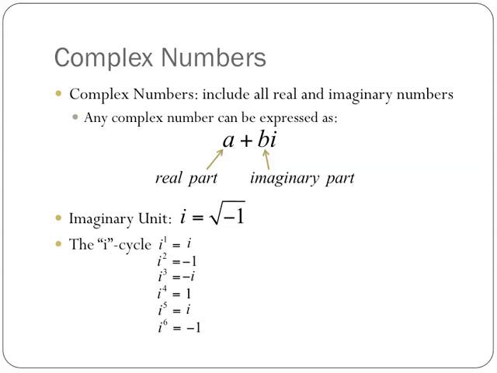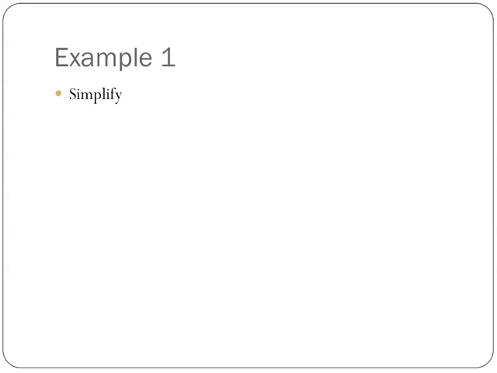Now we can use the fact that this is in this cycle to help us simplify i when it's raised to a very high power. So for example, if you were asked to simplify i to the 243rd power, what you can do is take the 243 and divide it by 4. Why 4? Because the cycle of i being raised to a power has a length of 4.